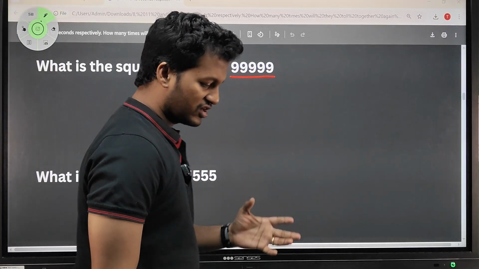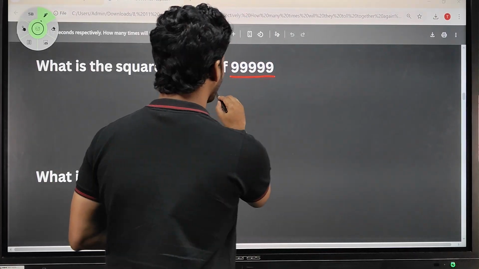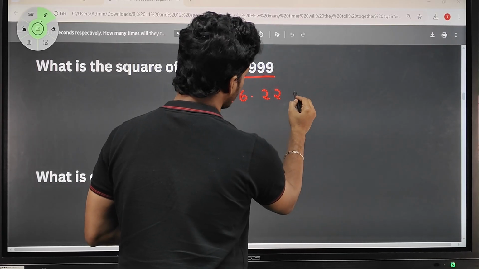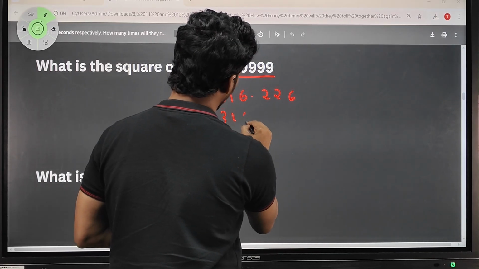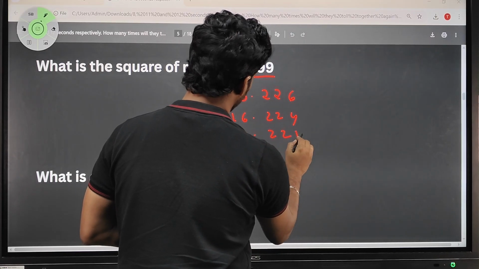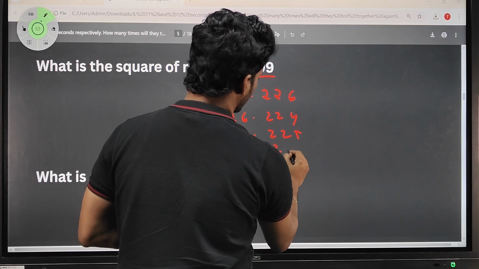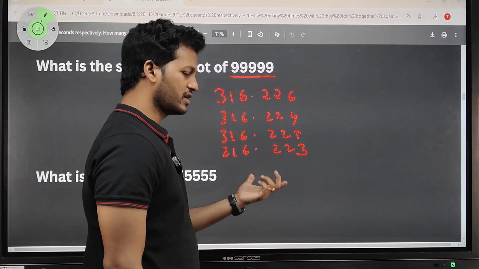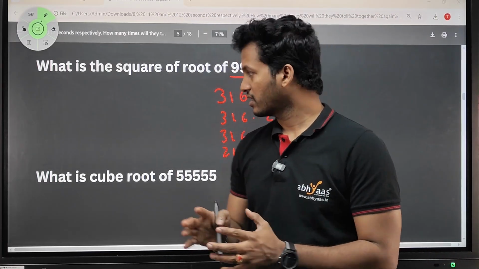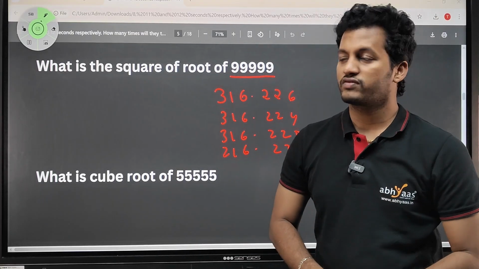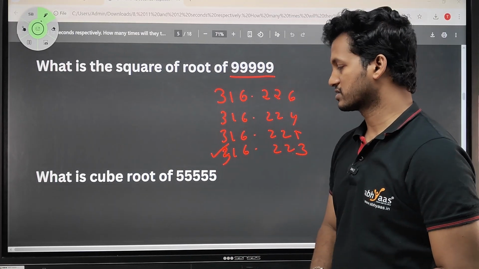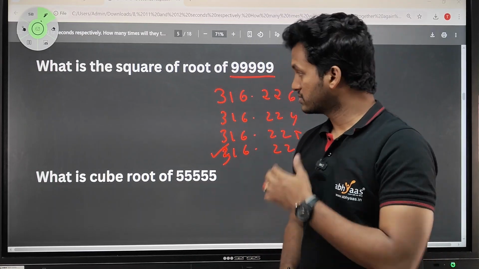Here, in the given options, I hope 316.226 is there, 316.224, 316.225, 316.223. Something like that is there. So many students get confused when they are asked to find the square root of this, and they end up choosing a wrong option.